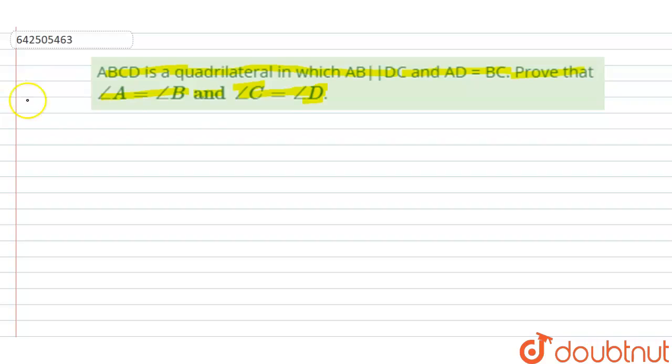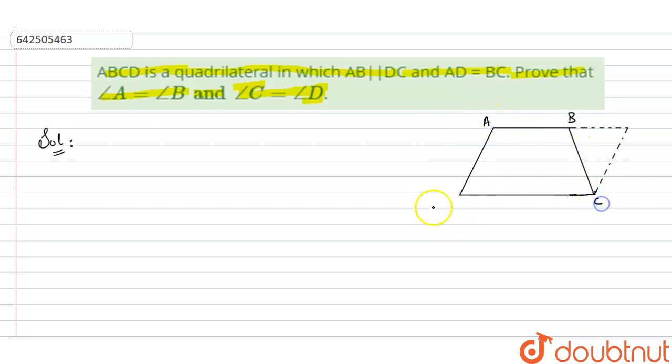Let us make the figure first. We have to draw a quadrilateral ABCD in which AB is parallel to DC and AD is equal to BC. Now this one, ABCD, is the quadrilateral in which AB is parallel to DC. This one is parallel to this one, and AD is equal to BC. This one is equal to this one.